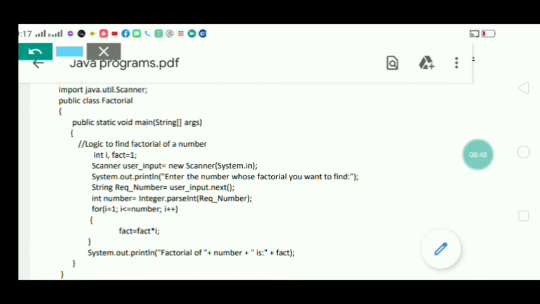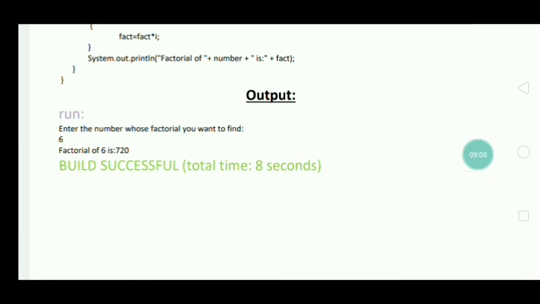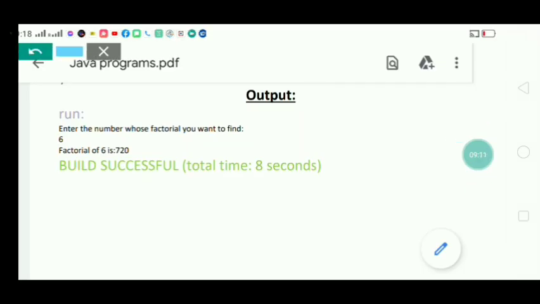After executing the statement System.out.println, within that we have written, factorial of the number is factorial. When we execute, we get this: enter the number whose factorial you want to find, and here I have given the input as 6, and the program has shown the result here as factorial of 6 is 720.